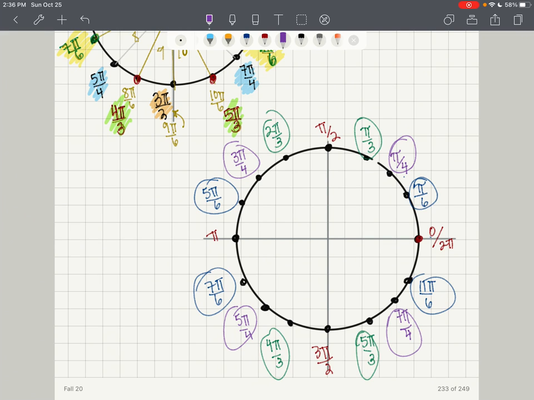So that's the beginning of radians. We're going to talk about coterminal angles with radians. We're going to convert radians to degrees and degrees to radians so we can go back and forth. And we're going to compute angular speed using radians.